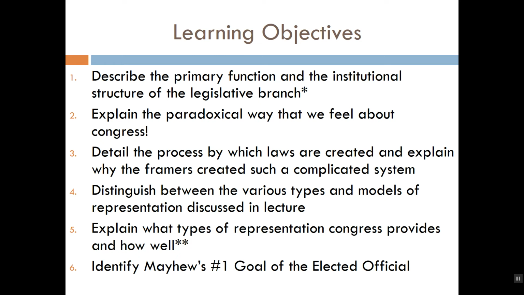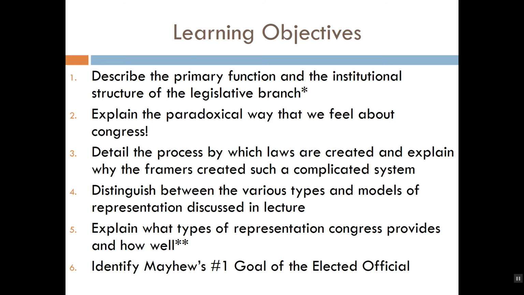Learning objective number 2. Explain the paradoxical way that we feel about Congress. Learning objective number 3. Detail the process by which laws are created and explain why the framers made such a complicated system. Learning objective number 4. Distinguish between the various types and models of representation discussed in lecture.